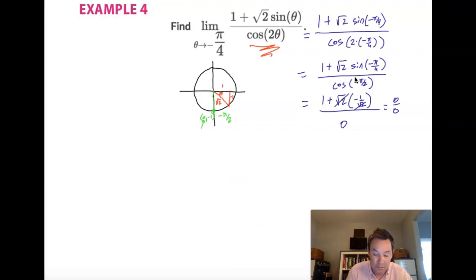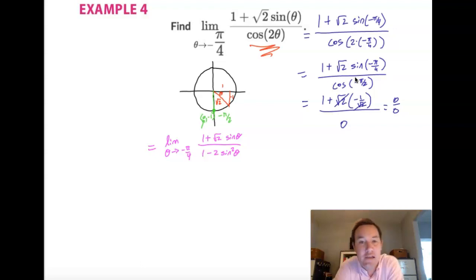All right, so we're going to rewrite our limit. So here we go, limit theta approaching negative pi over 4. My numerator is 1 plus root 2 sine theta. My denominator, now I'm replacing cosine 2 theta with 1 minus 2 sine squared theta. And that just comes from that identity on the first slide. All right, well, I can't cancel anything yet. I need to try and factor things.